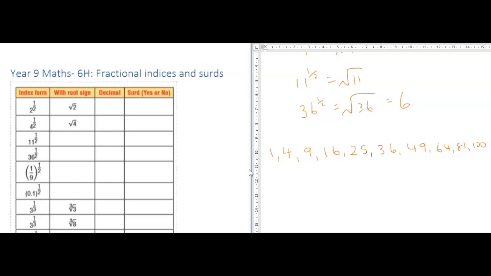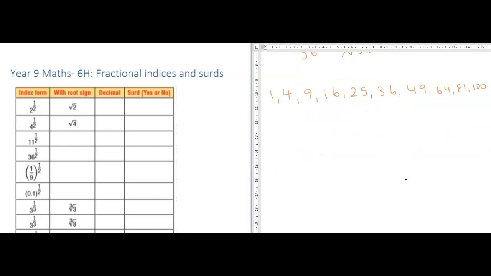Now we're going to look at 1/9 to the power of a half. Remembering our index laws, that half applies to the 1, the numerator, and also to the denominator. So we're effectively taking the square root of 1 over the square root of 9. The square root of 1 is 1, and the square root of 9 is 3. So 1/9 to the power of a half is the same as 1/3.